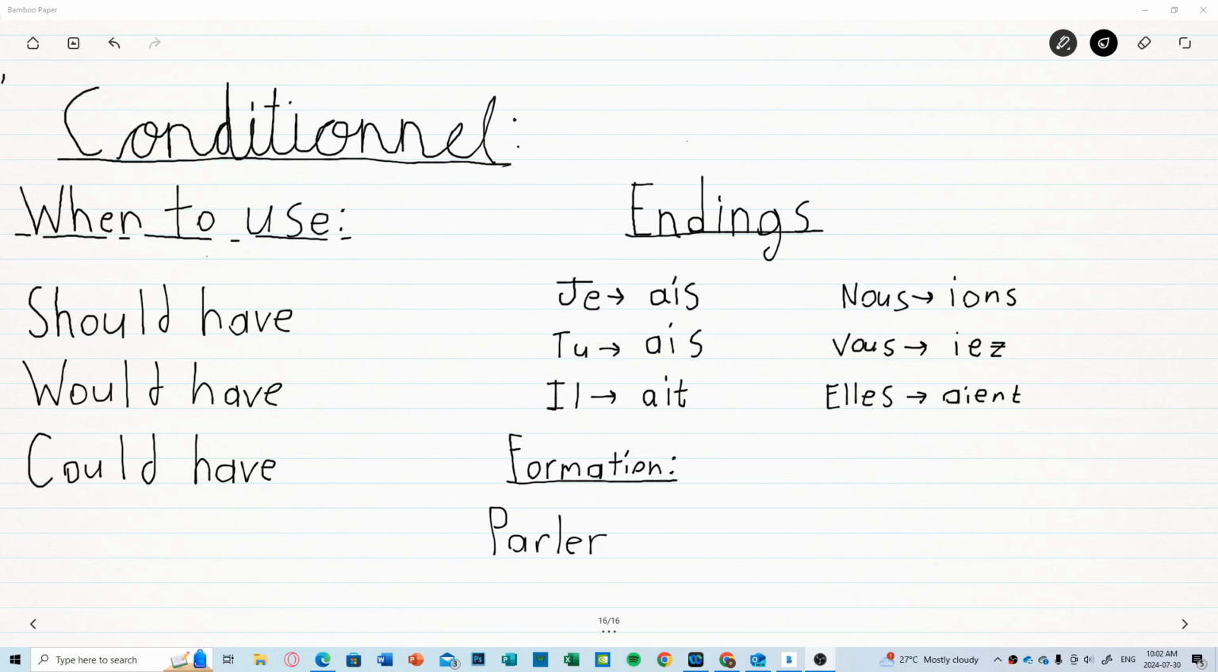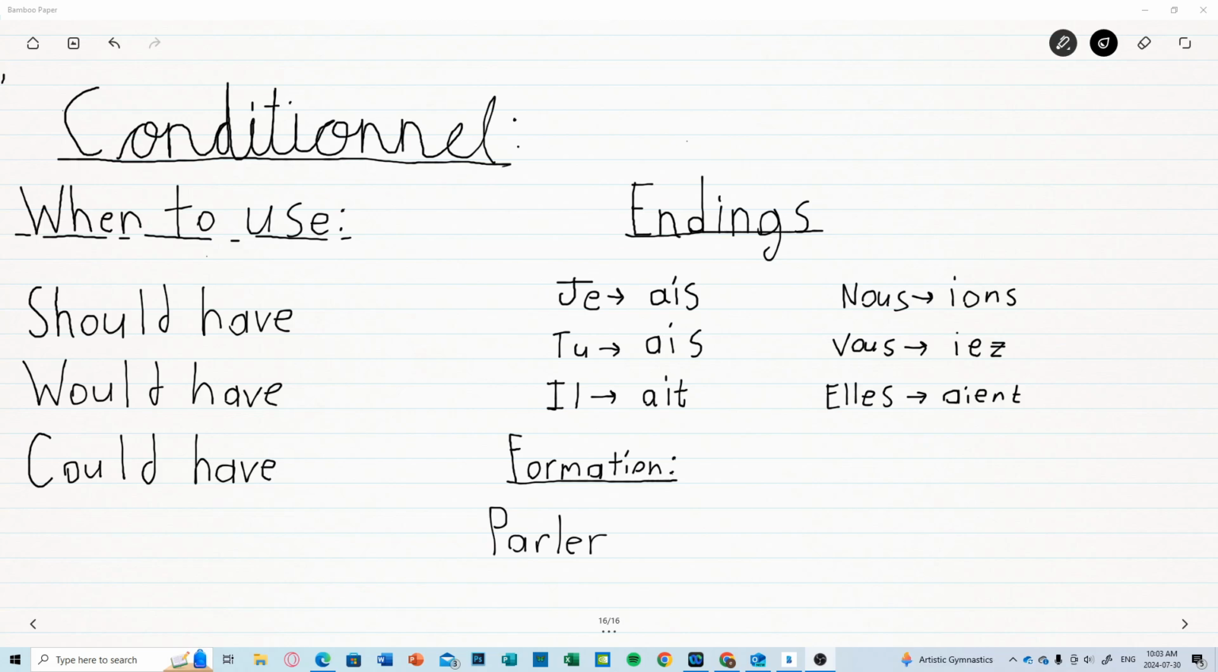So if you say, if I won the lottery, I would, or I should have done that, anything that kind of uses that way of some sort of imagination of what you could have done, you would do in the future, or you should have done in the past, that's when you'll use the conditional.